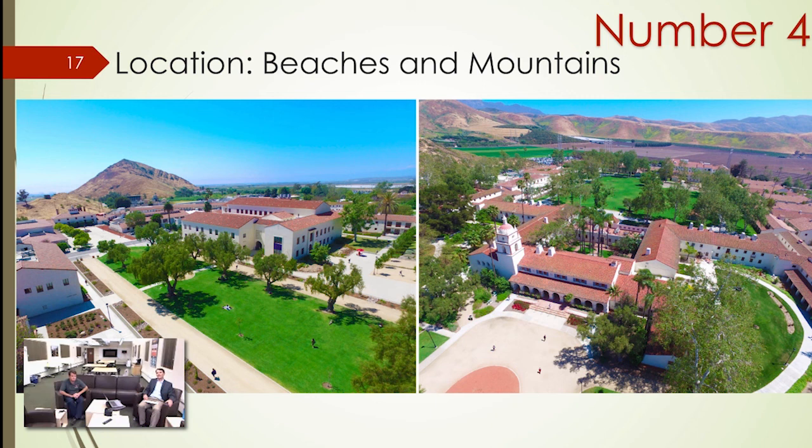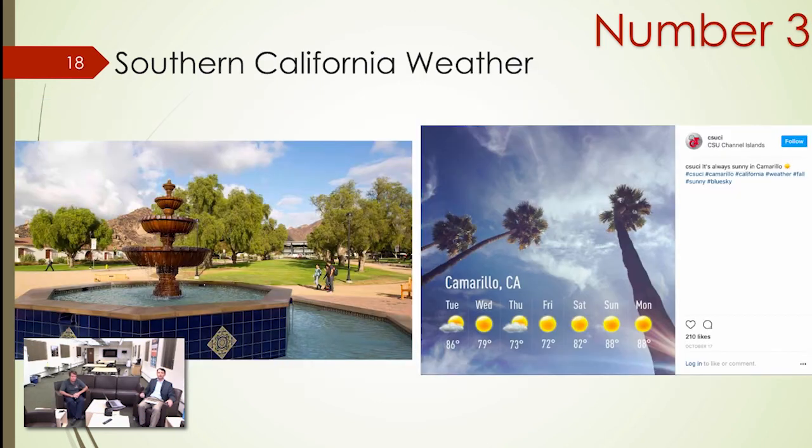Sort of related to that location is the Southern California weather. So it's pretty much sunny here most of the year. It's in the 70s or 80s most of the year, which makes a great chance for you to get outside and explore these wonderful areas that we have around the campus. And we have a beautiful campus, as you can see from these photos.